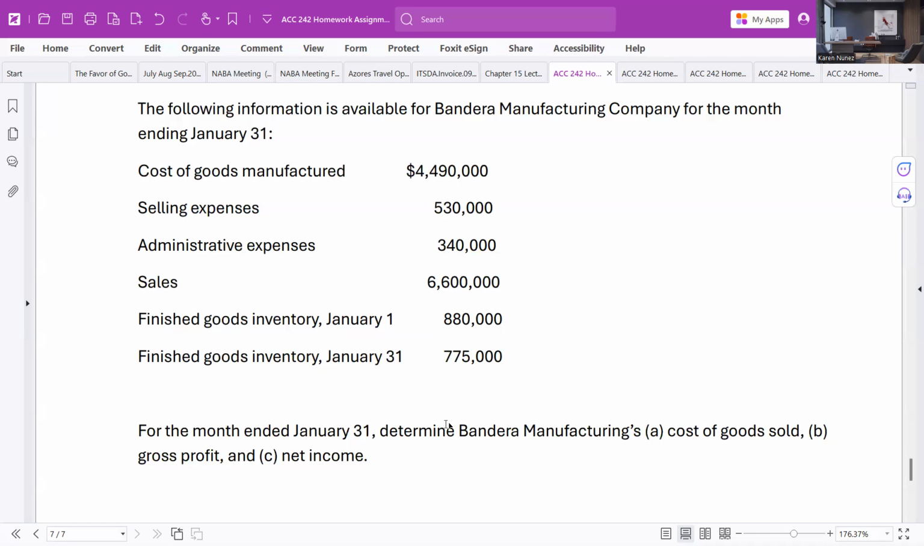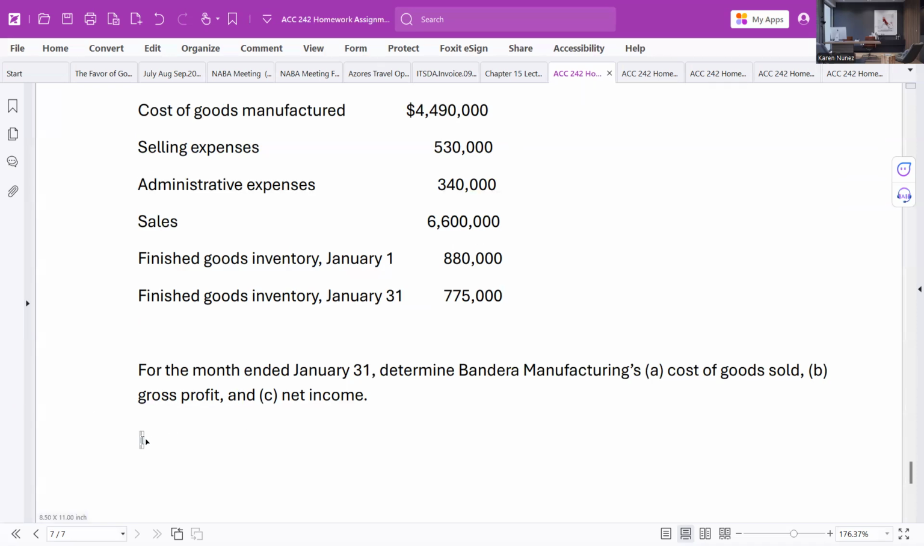It's an inventory account. That means we have some kind of a beginning balance, right here, January 1. We're going to add in something. What are we going to add in? Cost of goods manufactured. That gives us what's available. Subtract what we have at the end, and that'll give us the cost of goods sold. So let me see if I can just put all of that up here, and then we'll talk about it a little bit.